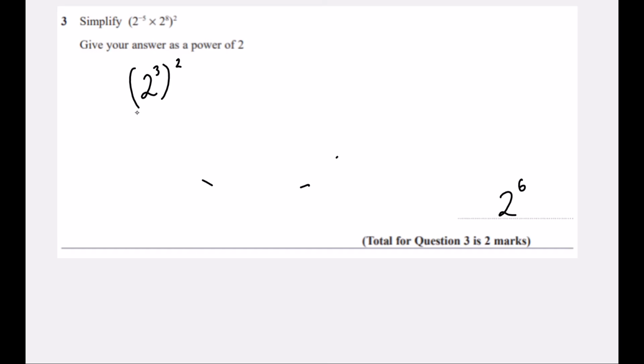You can also think of this 2 cubed squared as 2 cubed times itself. And when you multiply indices, you add the powers. So you get 2 to the power of 6.